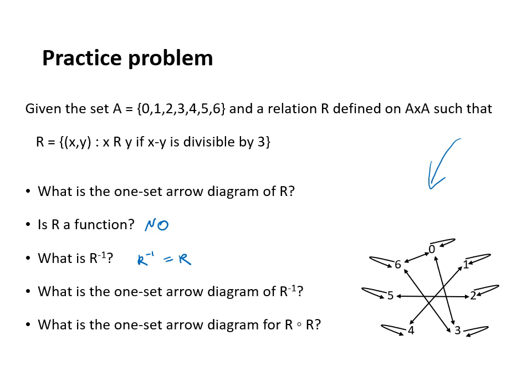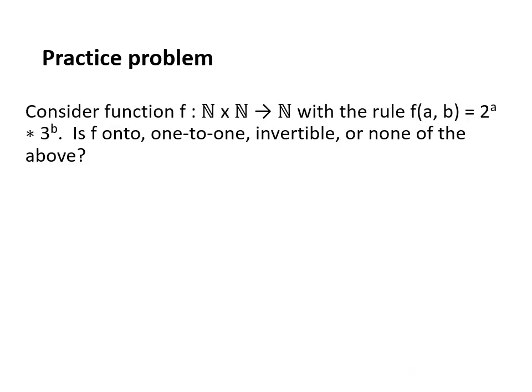What is the arrow diagram for R combined with R? So 4 maps to 1, then 1 maps back to 4, or to 1. So basically it's the same thing. So this arrow diagram is a diagram for R, R minus 1, and also R composed with R. So this wraps up this practice problem. Okay, let's see what else. So this is our last practice problem of this lecture.